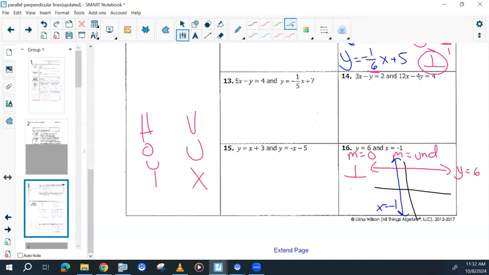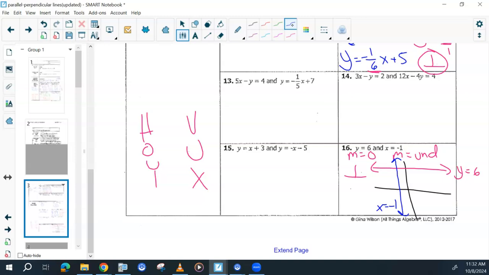So when we talked about slopes or graphing, we touched on this. Anytime we have a y equals, that slope is always going to be 0. And anytime we have an x equals, that slope is always going to be undefined. So anytime you see y equals, just remember your whole thing. Now y equals just a number, not the whole thing.